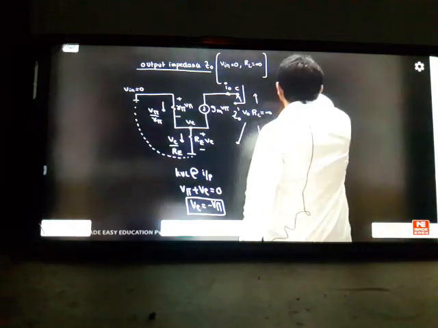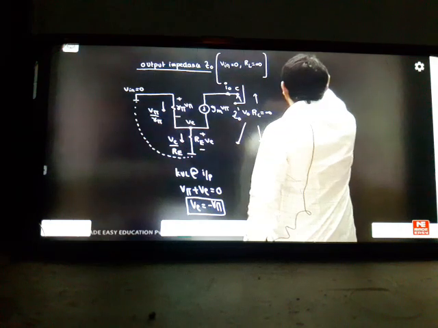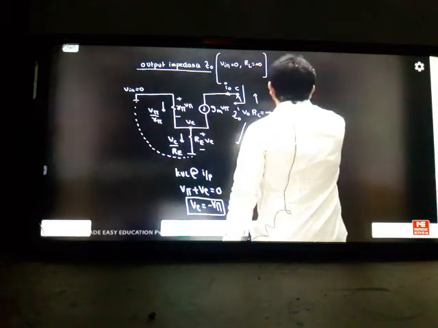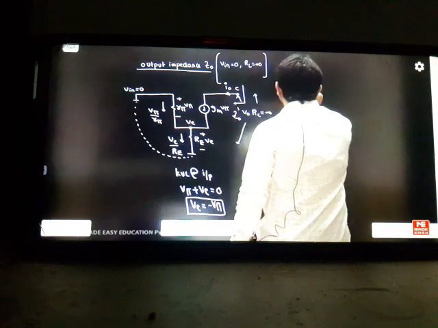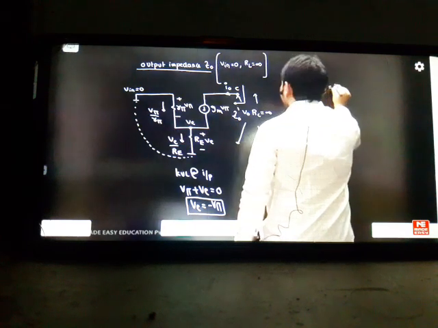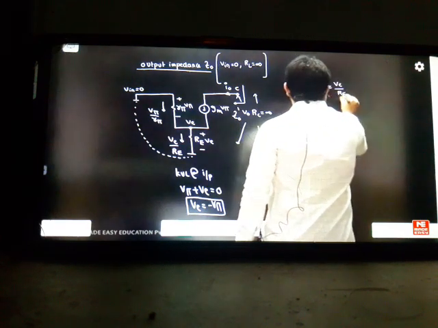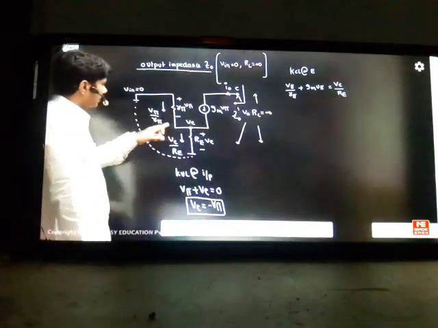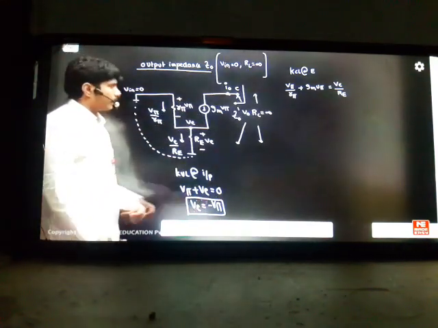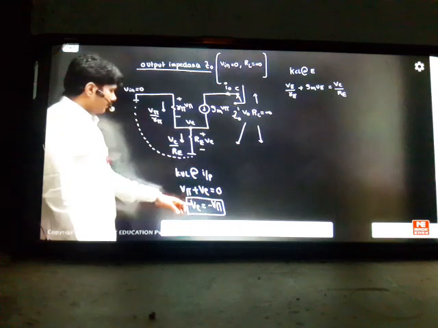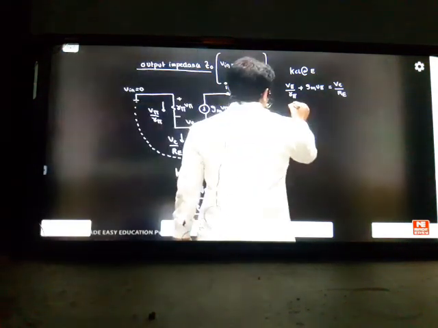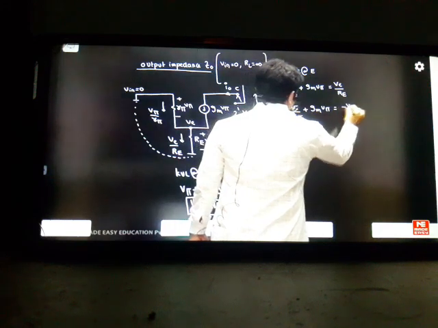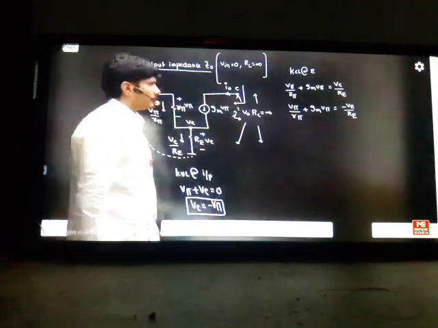Next, if I apply KCL at the emitter node, two currents are entering, V pi by R pi plus gm into V pi, and one current is leaving, VE by RE. But we know that VE can be represented as minus V pi. Therefore V pi by R pi plus gm into V pi is equal to minus V pi by RE. So I converted the total parameters into V pi.